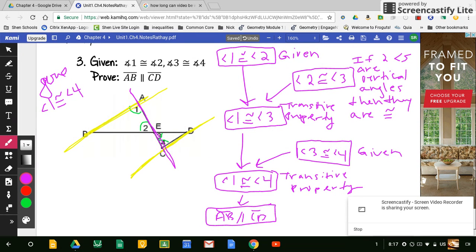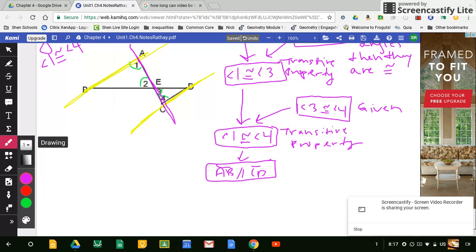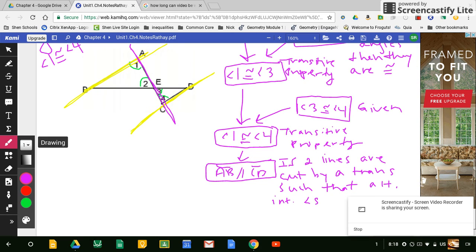And my reason is that nice long one. If parallel lines, not if parallel lines, we don't know if they're parallel, it should be saying then there are parallel lines. If two lines are cut by a transversal, and you can abbreviate that, such that alternate interior angles are congruent, then they are parallel.